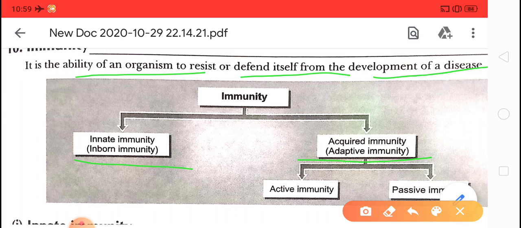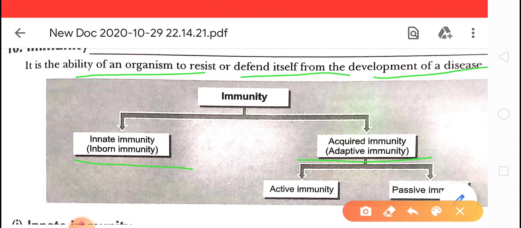Now the acquired immunity is of two types: active immunity and passive immunity. Active means if we are attacked by some pathogens and our body generates the antibodies against the pathogen, this is called active immunity. Passive immunity, for example, if a snake bites us, then it releases the toxin, it releases the poison.